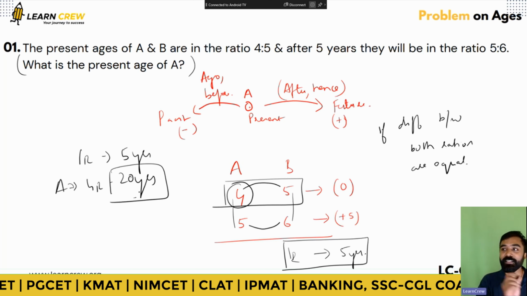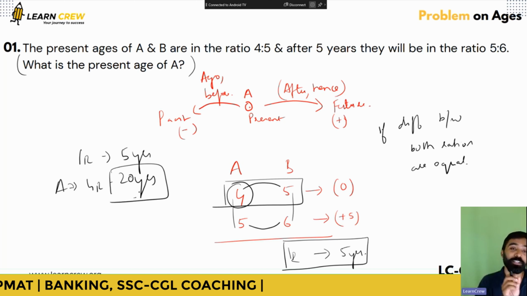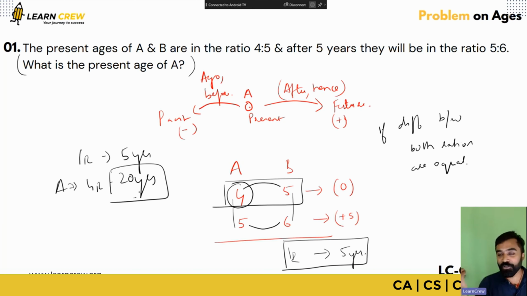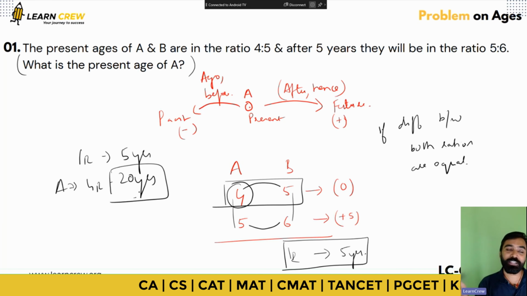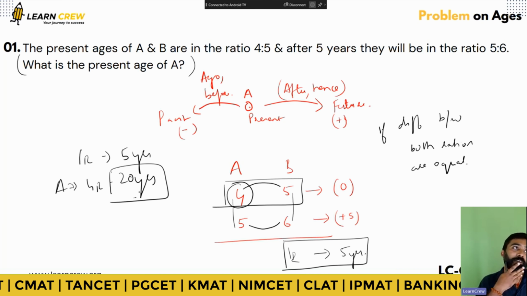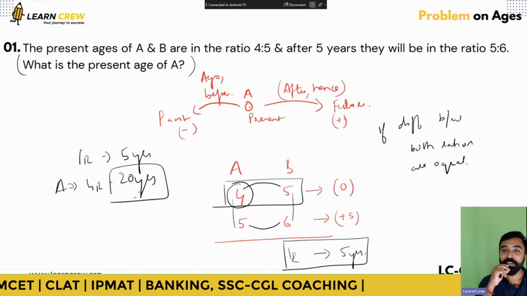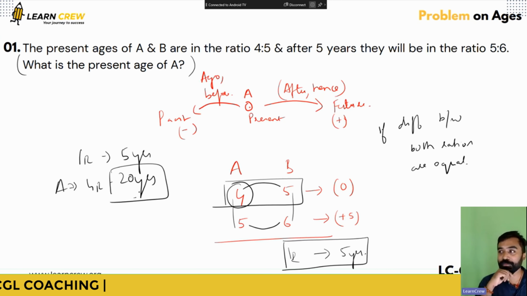That's the reason the understanding of ratios is important for your ages, for mensuration, and for mixtures and alligations. Everywhere the properties of ratio will be used. There are more problems we'll do. Online, is it clear? Sir, have you got 1 ratio equal to 5 years, sir?